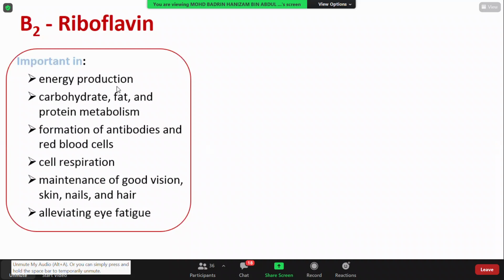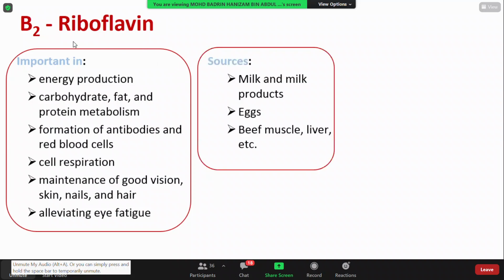Okay, riboflavin is important in energy production. Of course, it's responsible in the TCA cycle, and ETC complex 2 is responsible for energy production, carbohydrate, fat, and protein metabolism, formation of antibodies and red blood cells, respiration of the cells, maintenance of good vision, skin, nails, and hair, alleviating eye fatigue. So these are some of the main important functions of riboflavin to our body.